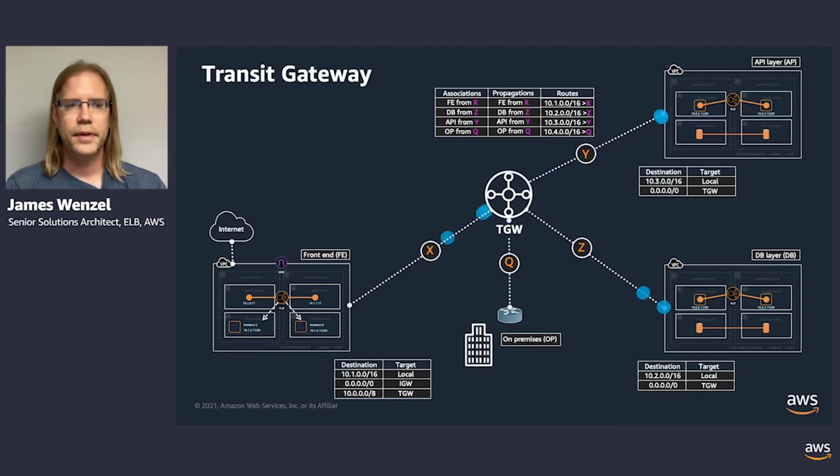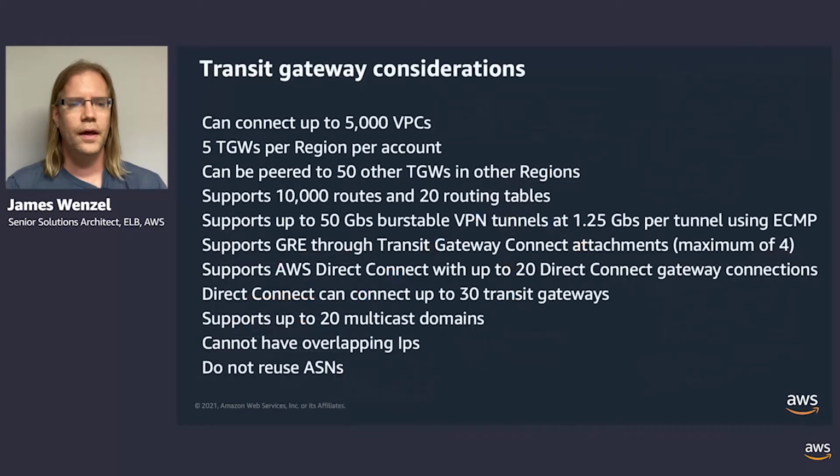A couple of considerations for Transit Gateway networks. They can connect up, as I mentioned, to 5,000 VPCs. There can be 5 transit gateways per region per account. This is a soft limit. If you need it increased, please talk to your account team and let them know why. It can be peered to up to 50 other transit gateways in other regions. This allows you to build a full mesh network. And if you think about 50 times 5,000, that gives you quite a footprint that you can connect to.